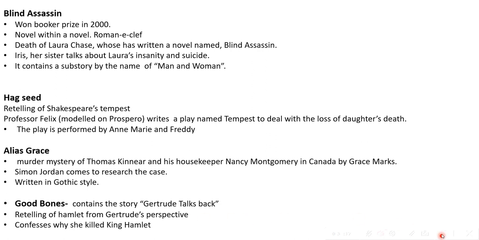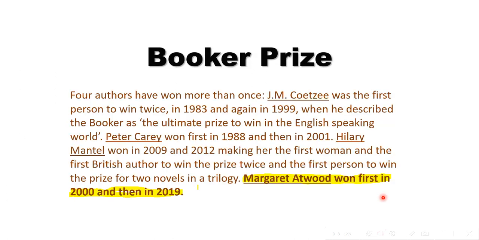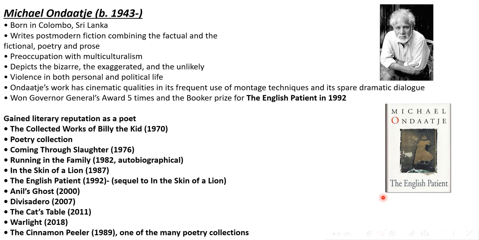Yes, ma'am. And the last writer for today is Michael Ondaatje. He was born in 1943 in Colombo, Sri Lanka. He is a Sri Lankan diasporic writer, but he lives in Canada. And he writes postmodern fiction, combining the factual and the fictional, poetry and prose. And he talks about preoccupation with multiculturalism.